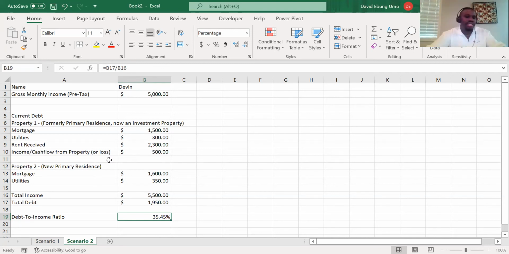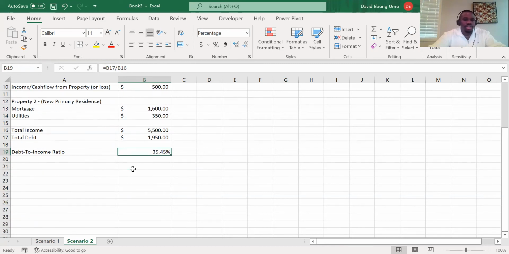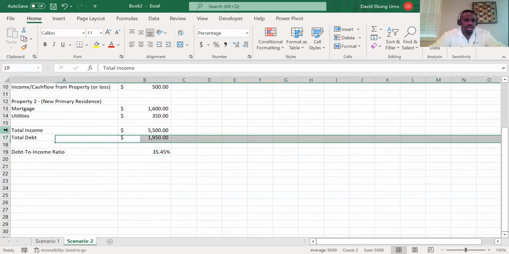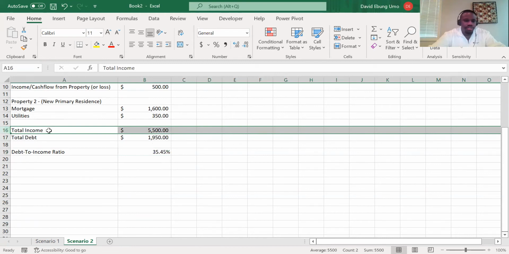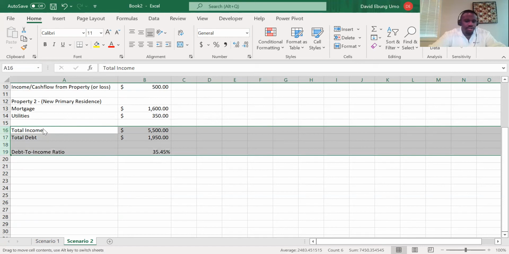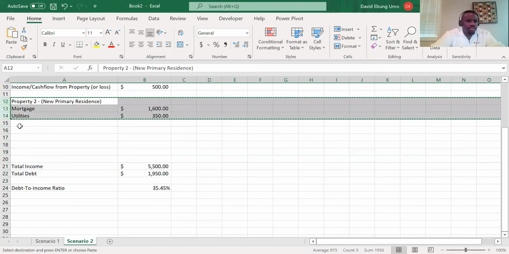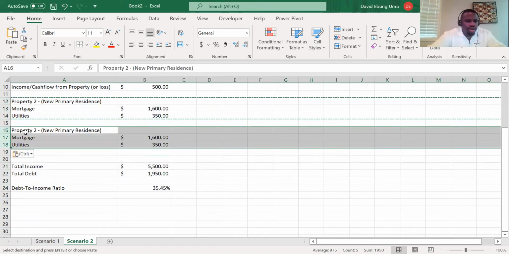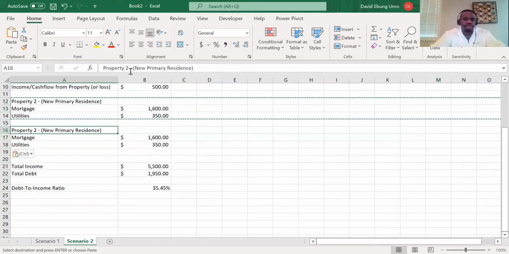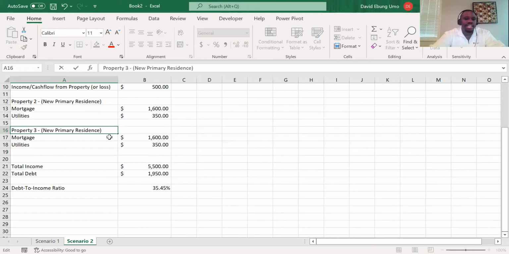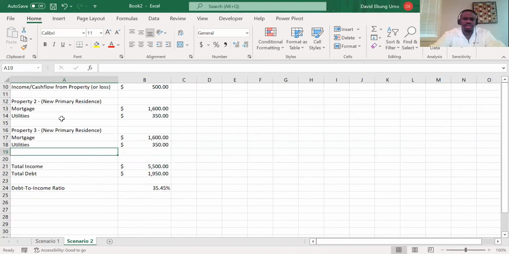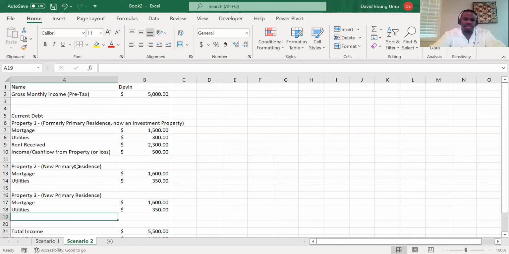So as you can imagine, if you wanted to do another property, let's just do another scenario real quick here on the fly, right? I'm moving this down. Let's call this property 3. So let's say this is a year even later, right? And typically, when you're converting a primary residence to an investment property, lenders only want you to be in that primary residence for a year. So just FYI.